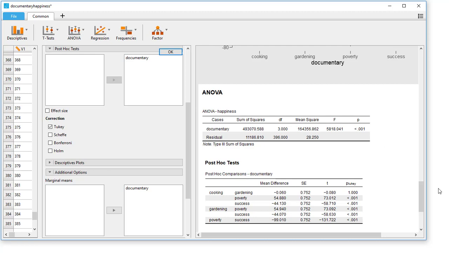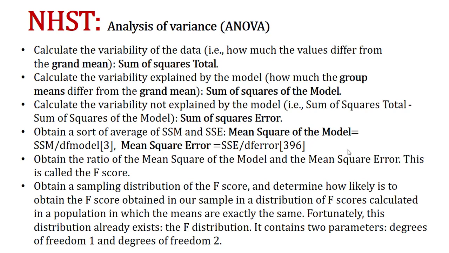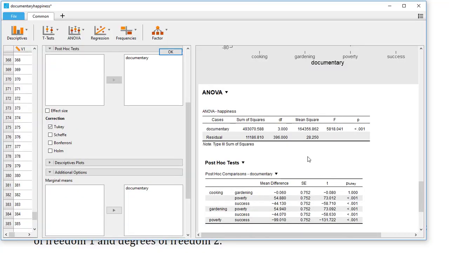Now I'm going to briefly explain the rationale of the ANOVA. Basically, first you calculate the variability of the whole data. That's the sum of squares total, which is not shown in the table, but you can easily calculate, because the sum of squares total is the sum of squares explained by the variable documentary plus the ones that are not explained. So if you add these two, it is the sum of squares total.